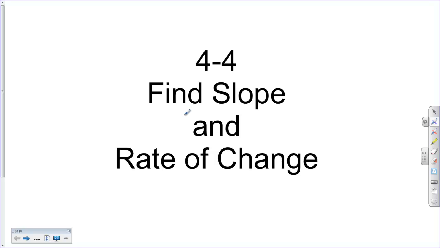Hello and welcome back. These will be the notes for section 4.4, finding slope and rate of change. There is a PDF available if you'd like to download it and follow along.